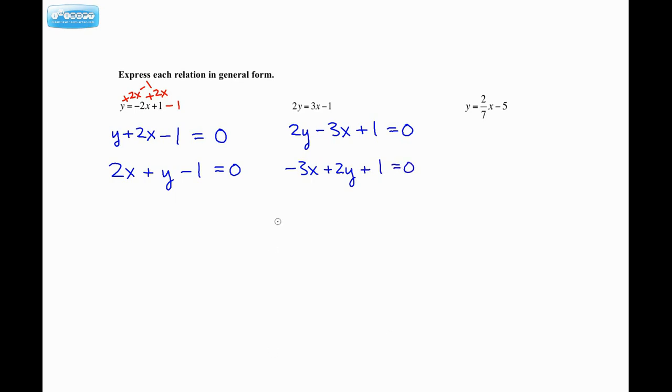The only thing is, this number here is negative. It needs to be positive. So I showed you one way: you just multiply everything on both sides by negative 1, and that will change the sign. So this becomes positive 3x, take away 2y, minus 1 equals, and that's still 0.